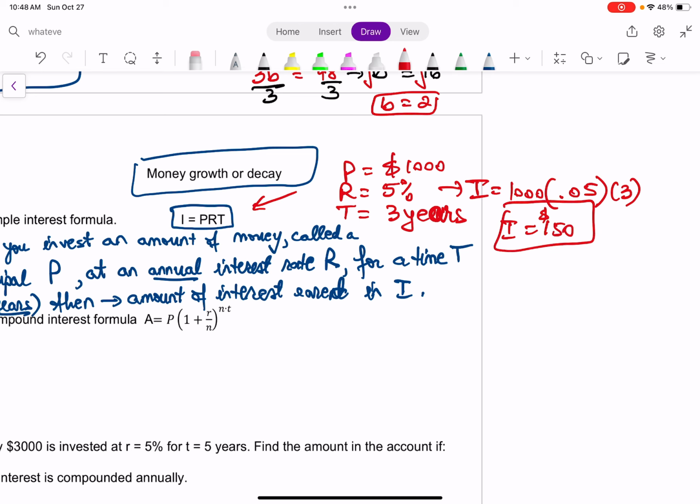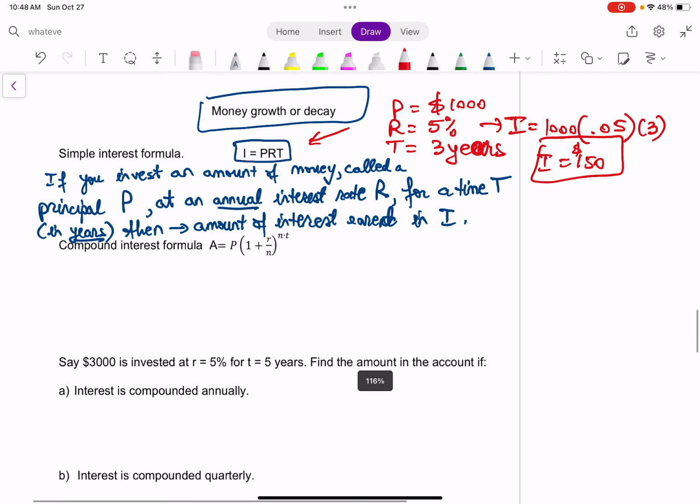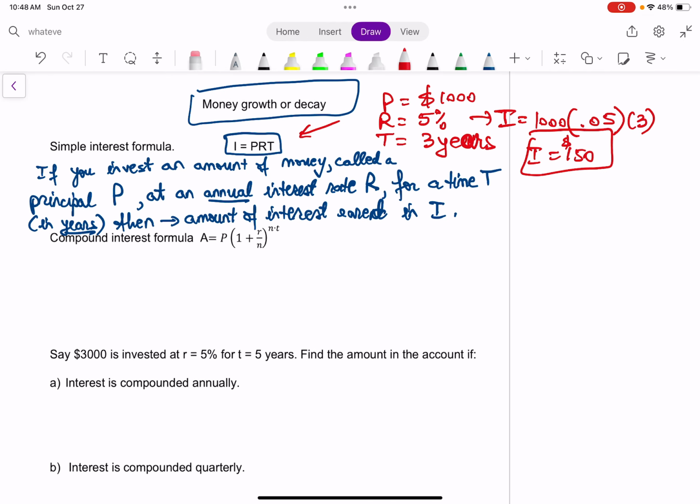So at the end of 3 years, you will add on $150 to the $1,000 you already had. Okay. Now that's the boring, simple way. Usually things get a bit more complicated.